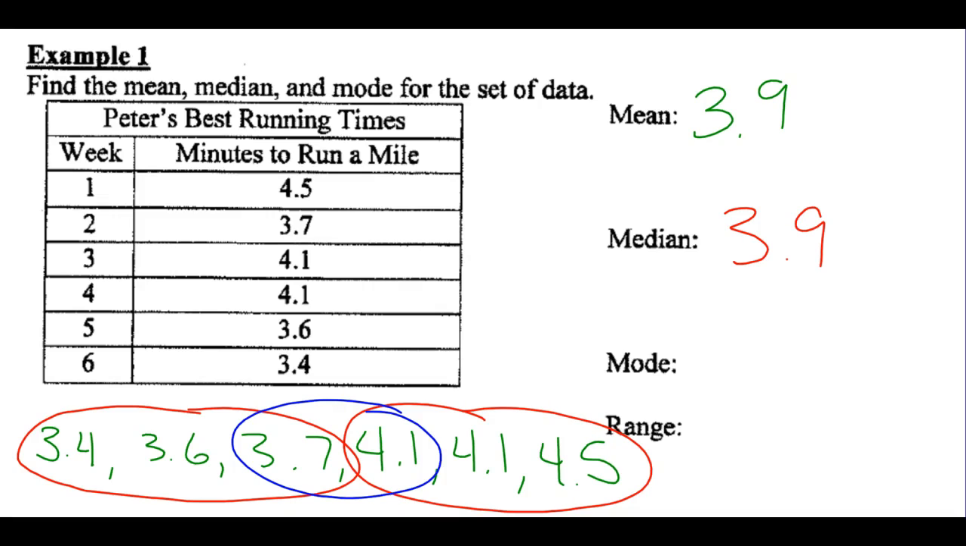Okay. The mode is the one that's most frequent. Sometimes that's a useful piece of data, sometimes it's not. But the mode here would be 4.1 because that one happens twice and none of the other ones are repeated.